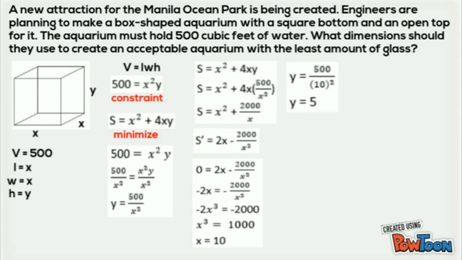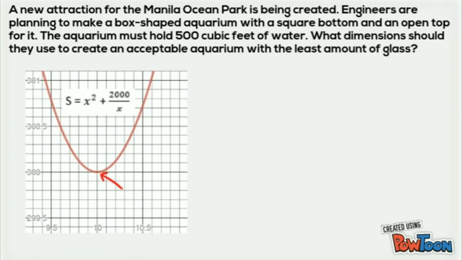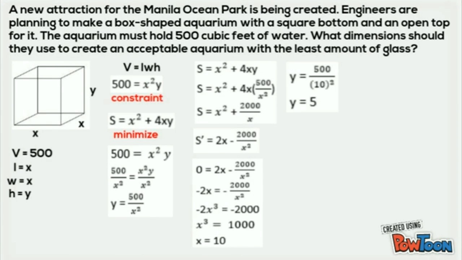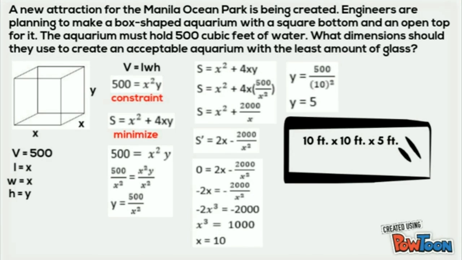To verify our answers, let us look at the graph of the function of the surface area in terms of one variable. Notice that the minimum value of the graph has the coordinates 10, 300. If we substitute our x value, which is 10, into the formula, we get a surface area of 300. Thus, it shows that our solution is correct. Therefore, the dimensions that they should use are 10 feet by 10 feet by 5 feet, and the minimum surface area of the box would be 300 square feet.